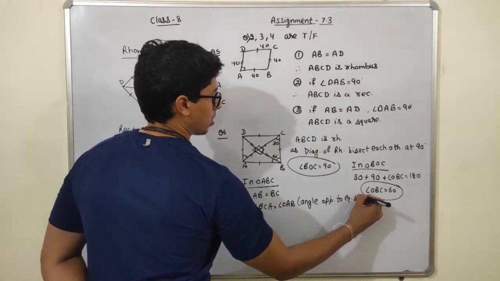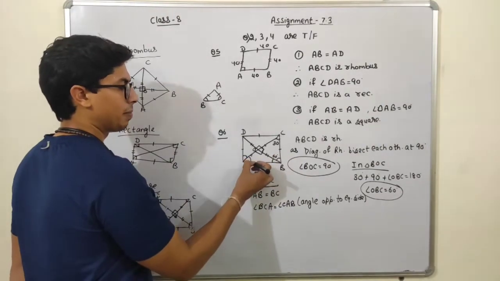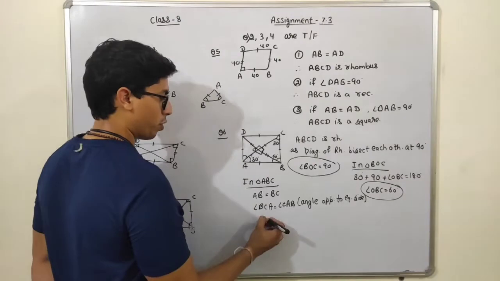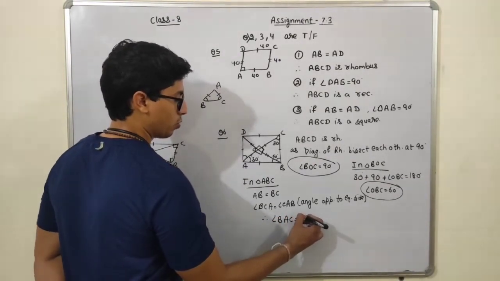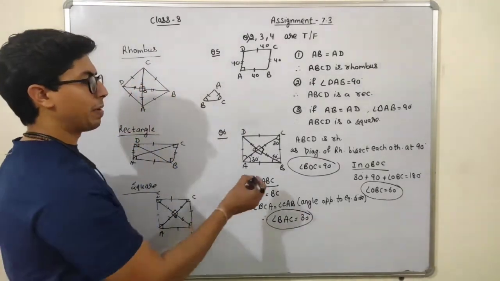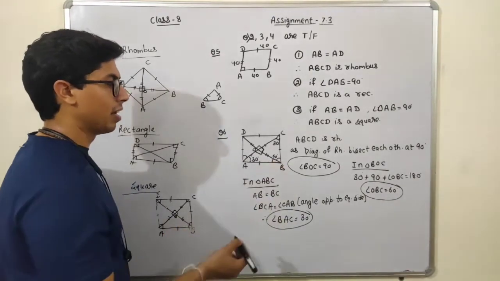Okay students, now see, if this is 30, this will be 30 degrees as well. Therefore, angle BAC is equal to 30 degrees. But I have to find these two angles, which means I have to find this angle.